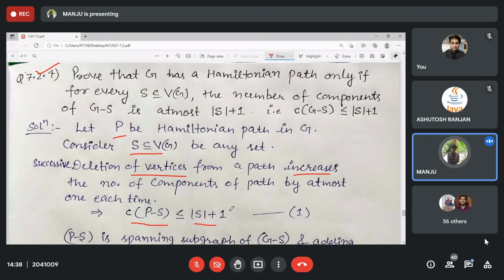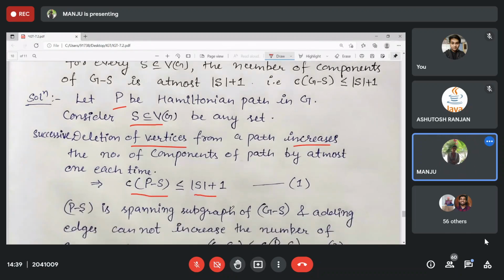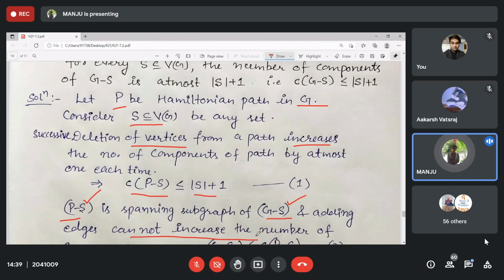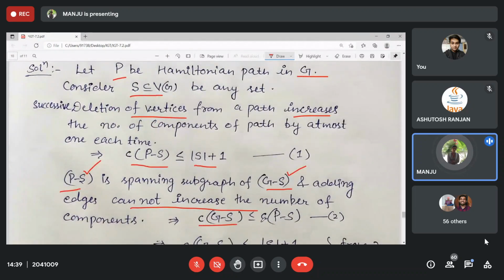So S plus one, right? S cardinality is the number of vertices. Now this is your spanning subgraph of G minus S because P is a spanning path, right? So S deleted from here, S deleted from here. The number of vertices will remain the same over here, and this is also a spanning subgraph. Now from P minus S we can get G minus S by adding edges. An addition of edges cannot increase the number of components. That's why the number of components of G minus S has to be at most the number of components of P minus S.